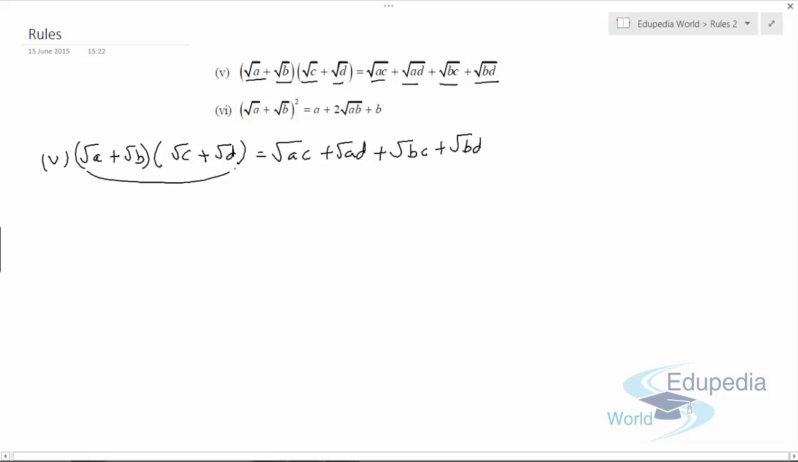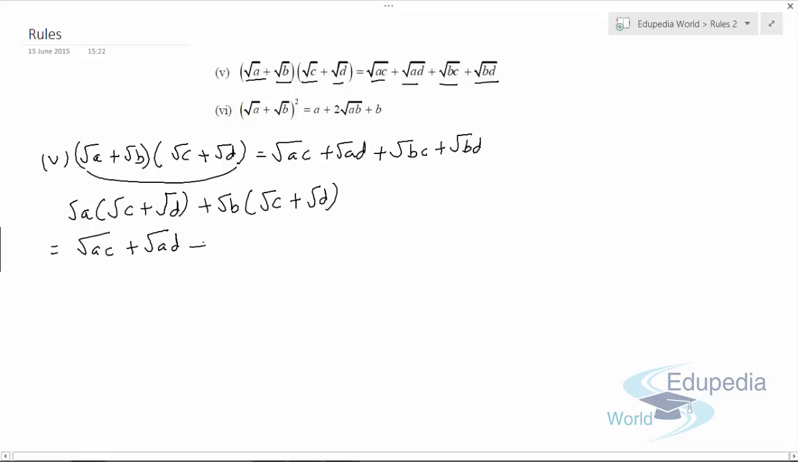What we can do over here is bracket multiplication. It will come out to be √a(√c + √d) + √b(√c + √d). So the answer will be √a into √c is √ac, plus √ad, plus √bc, plus √bd. So this is the solution of the rule.